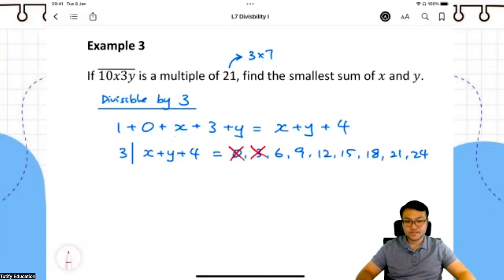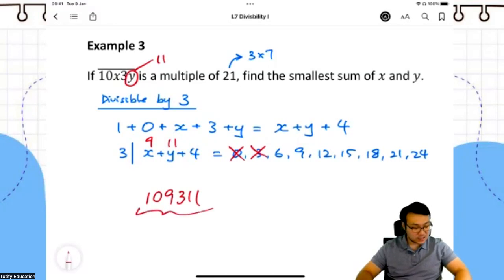24 can. How? You get 9 plus 11 plus 4, right? Then you get 24, right? So you're telling me that the number y equals 11. So my 5-digit number becomes this, 11 like this. So now it becomes a 6-digit number.